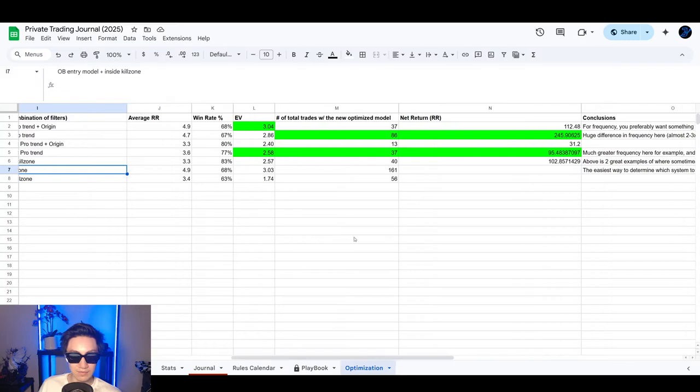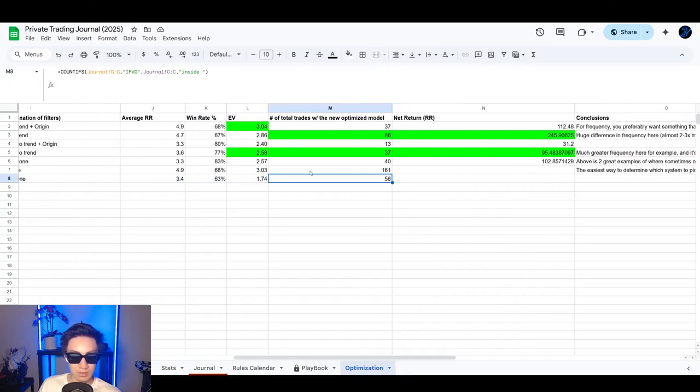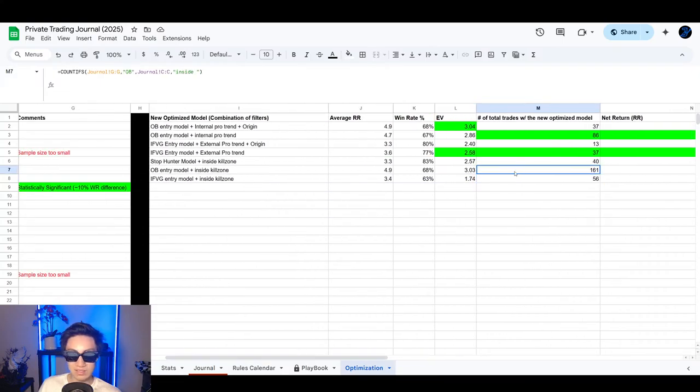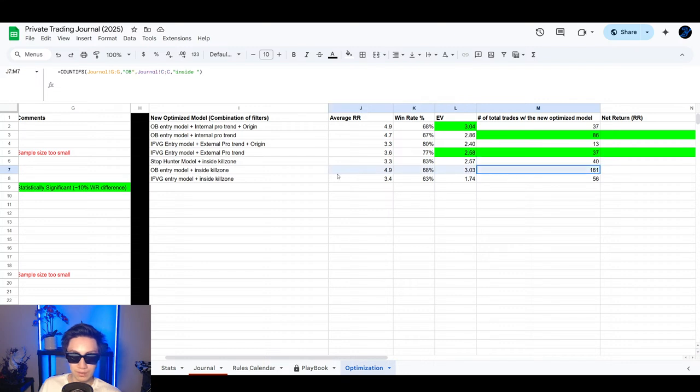161 is a 3 times difference. So we kind of want to see a bit more data here on IFG entry models taken inside kill zone before we can come to this conclusion. But since we go for the one with the higher sample size, which is this one, we're going to assume in general inside kill zone will increase your win rate. Right? Because this has the most sample size.